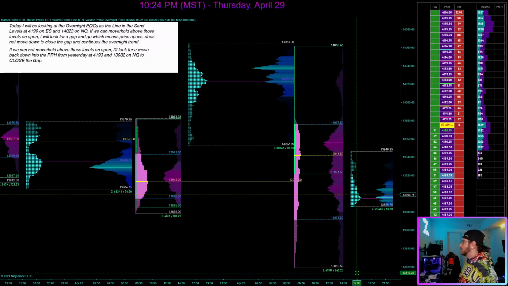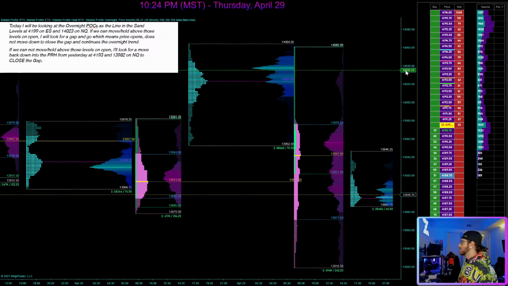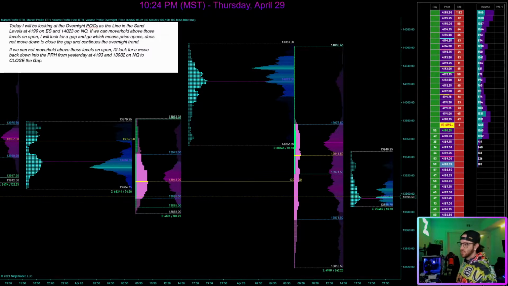Keep an eye on the profile open types and the strategies that go with them and use them to your advantage. So again, just to reiterate, if we could not move and hold above those levels, I was looking for a gap close. And if we could hold above those levels, I was looking for a gap and go, which means price does not move down and continues that overnight trend.